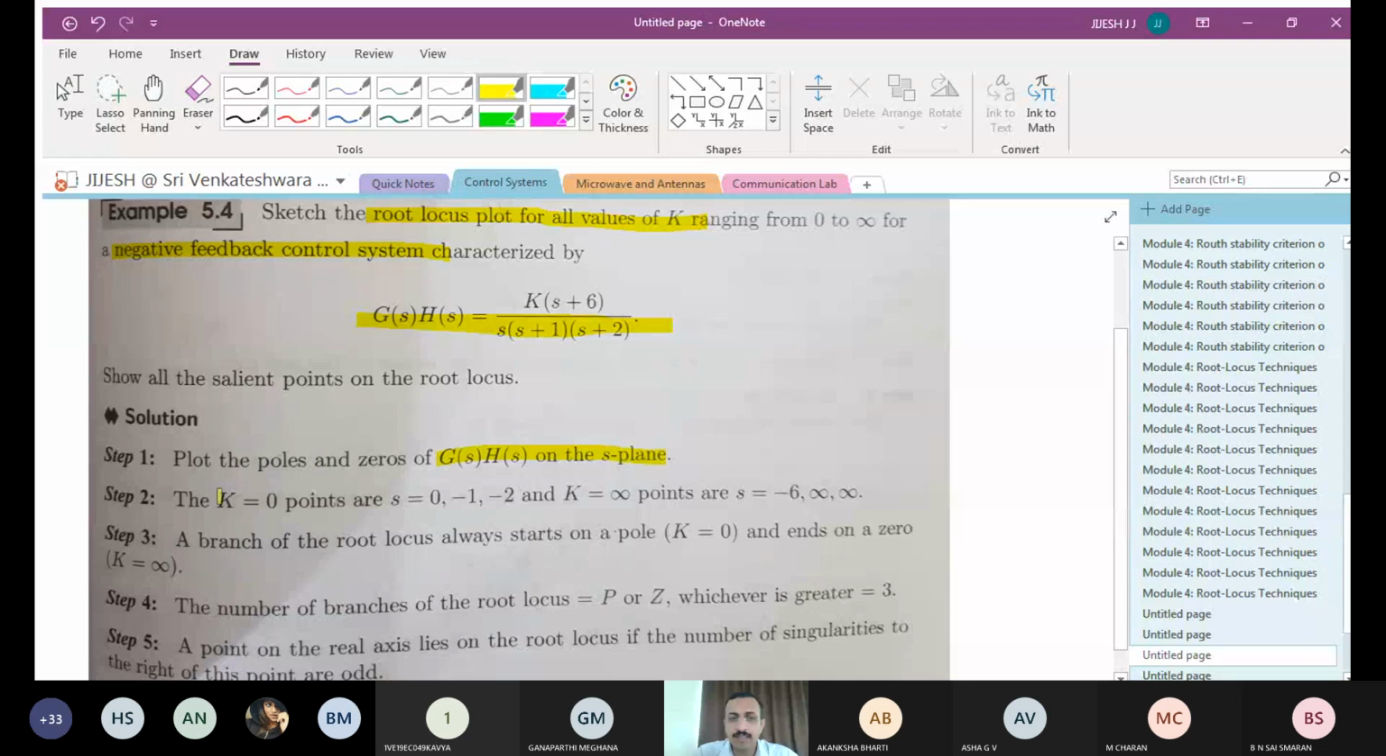At k is equal to 0, the points you will get are the poles and zeros here. You will get s is equal to 0, -1, -2, and at k is infinity, the point s is equal to -6. So you'll get the zero at -6, and the poles at 0, -1 and -2.